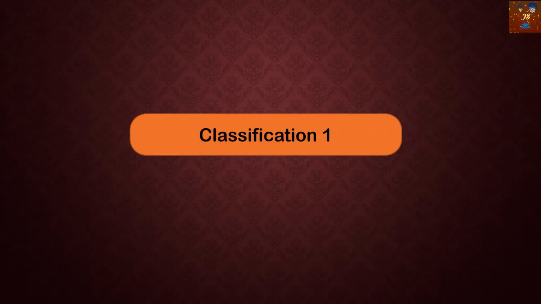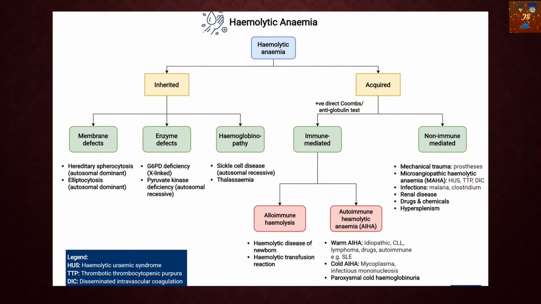So, classification 1. There are two types of classification proposed by various research workers. So this is classification type 1. Here you can see that hemolytic anemia is divided into inherited hemolytic anemia and acquired hemolytic anemia. We have to understand this flow chart very well, because in the question answer session you may have to answer this question for 10 marks with total description. So please be attentive.